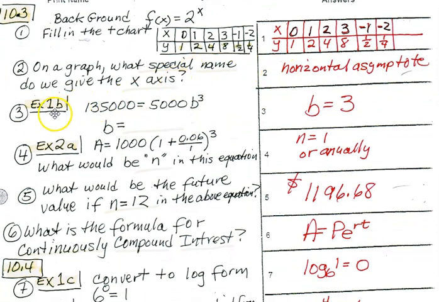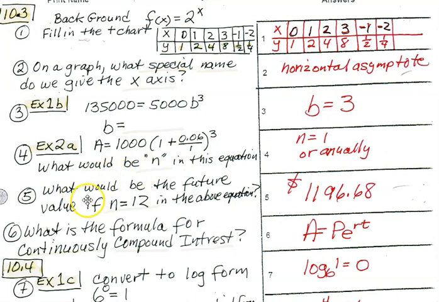Now in example 1b in section 10.4 for question 3, the value of b here is 3. In question 4, example 2a, what would the n value be in this equation? Well, the n was the number of times it was going to be compounded during the year, and it was compounded annually, so n would be 1.